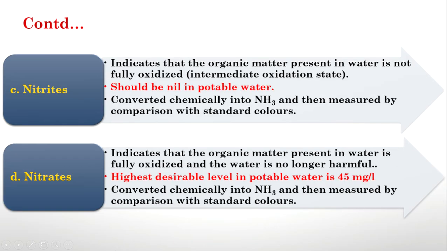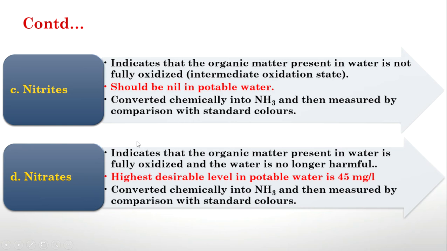And the third form of nitrogen present in water is nitrites. It should be nil in potable water. It is very harmful to human beings because it is not a fully oxidized form of nitrogen. So it is very harmful to organisms and should be nil in potable water.